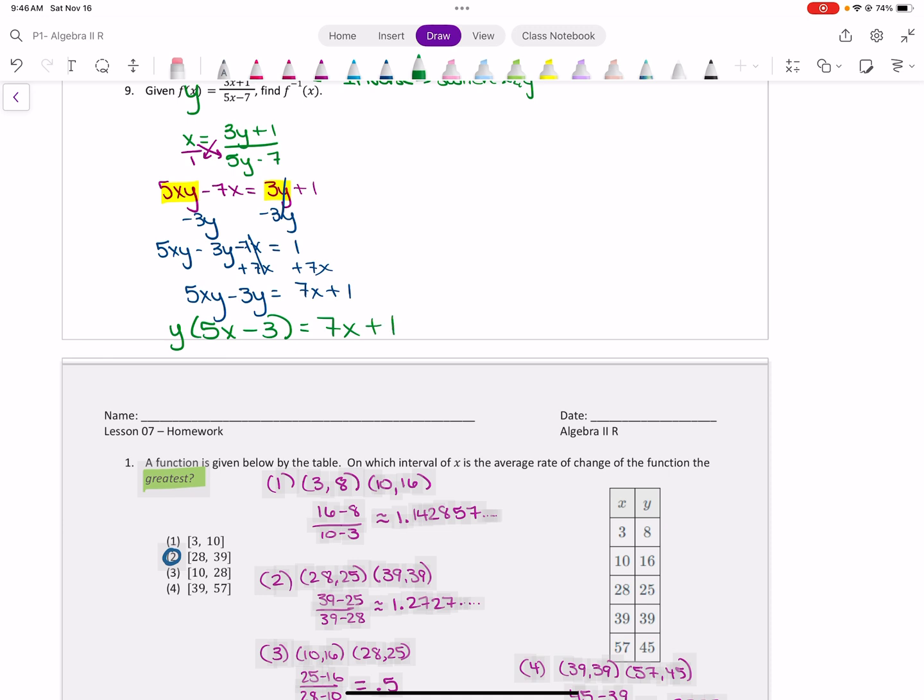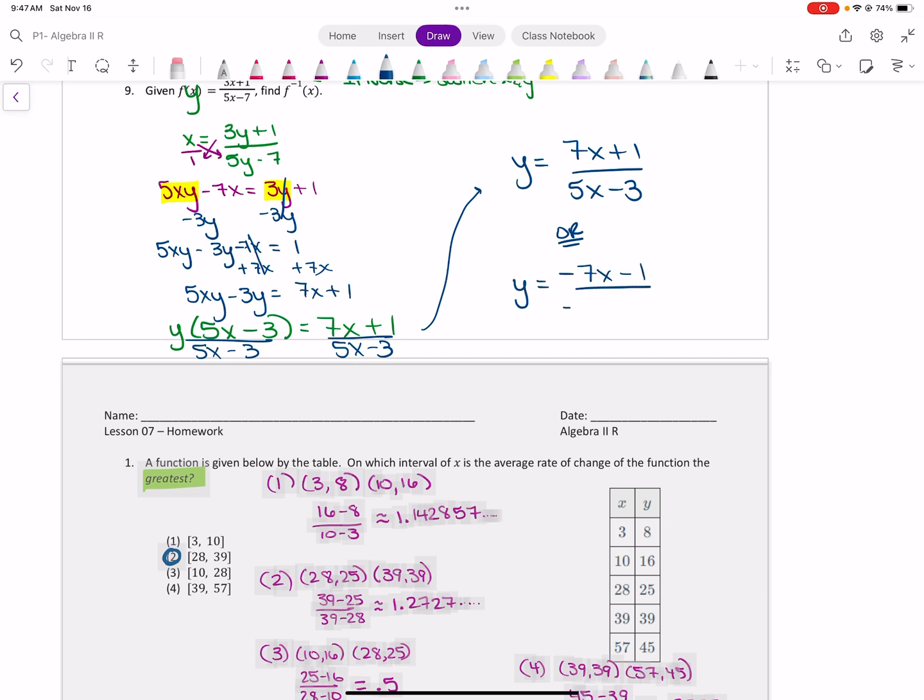So factoring out the y as the GCF, I have y parenthesis 5x minus 3 equals 7x plus 1. And then I can divide the 5x minus 3 to the other side. So I'm left with y equals 7x plus 1 over 5x minus 3. If you had brought things to the opposite side, remember every sign in your fraction is going to be the opposite. And for example, on the bottom, if you have 3 minus 5x for that one, that's fine. All of the tops and bottoms can be like that.